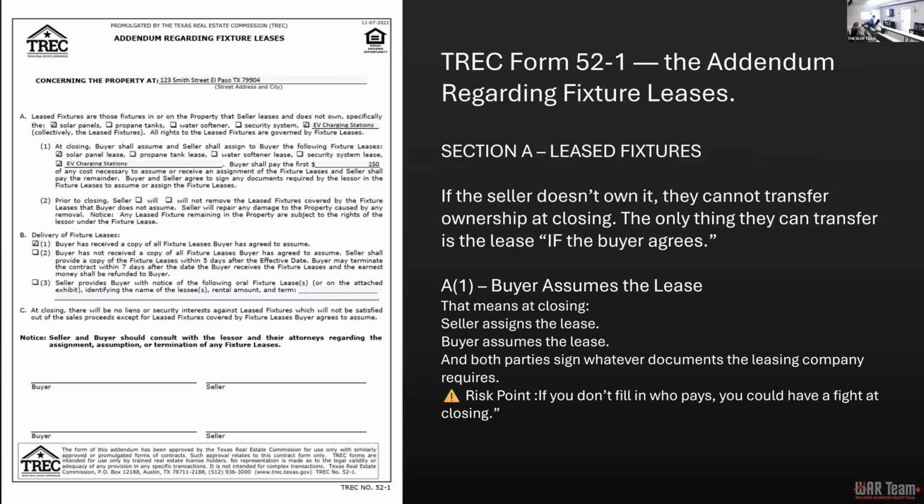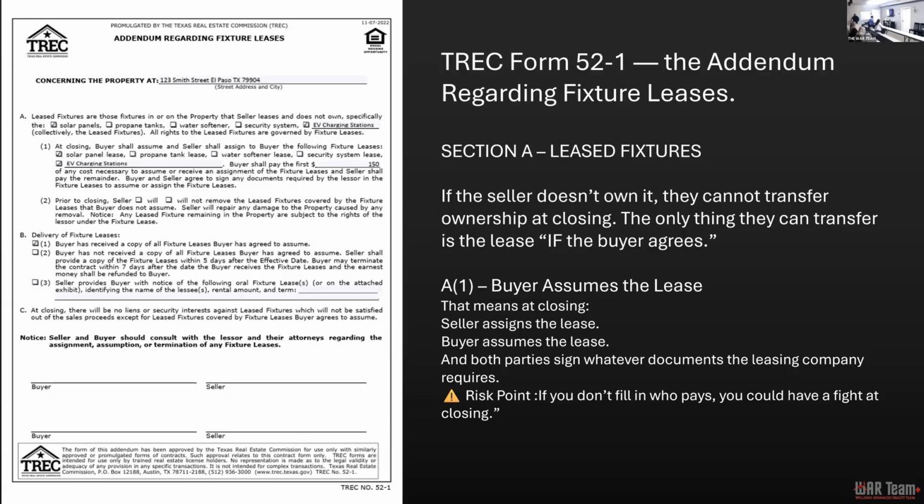All right. So section A. Section A is titled the lease fixtures. I'm not going to read what it says, I'm going to tell you what it means. Basically, if the seller doesn't own it, they can't transfer ownership at closing. If they don't physically own it, they can't automatically transfer that at closing. They have to get permission for that. The only thing they can transfer is the lease, if the buyer agrees. So if a buyer does not agree to this lease, then it can't be transferred either.